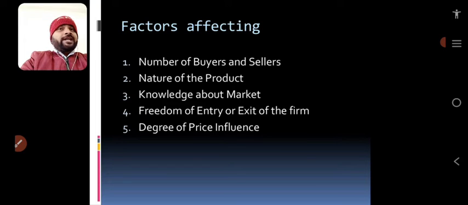The absence of selling cost. Selling cost is the cost of the advertisements of the product. Its absence ensures the uniform price in the market.